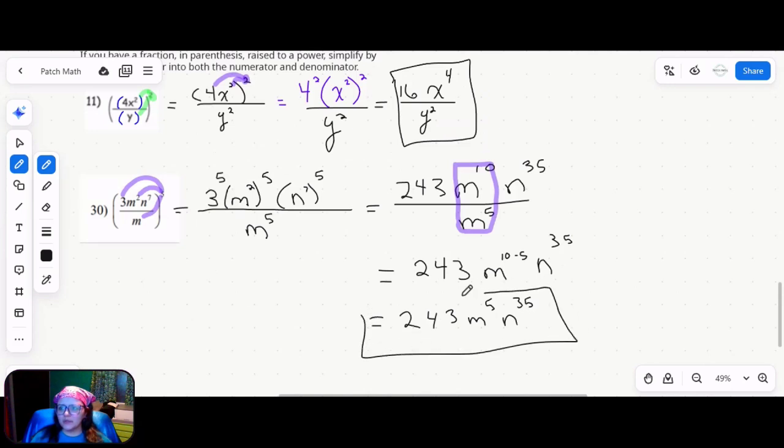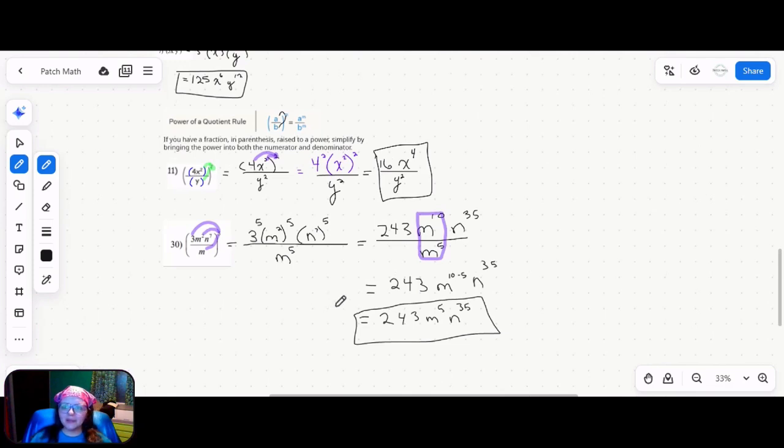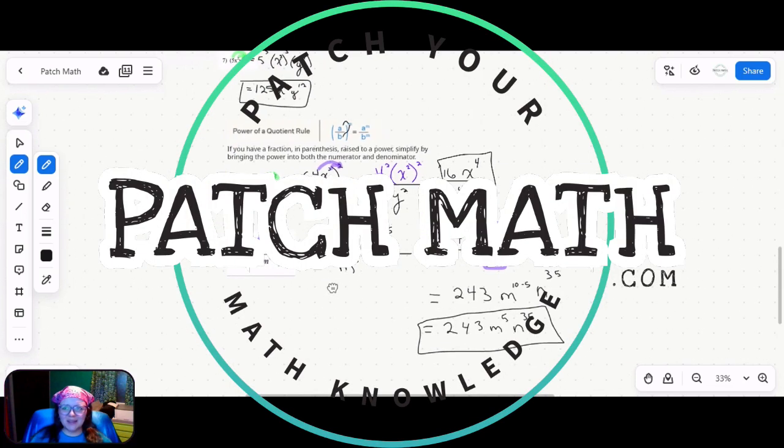And there are 2 examples of how you will see power of a quotient rule and likely a few other of the exponent rules we've covered so far occurring at the same time.